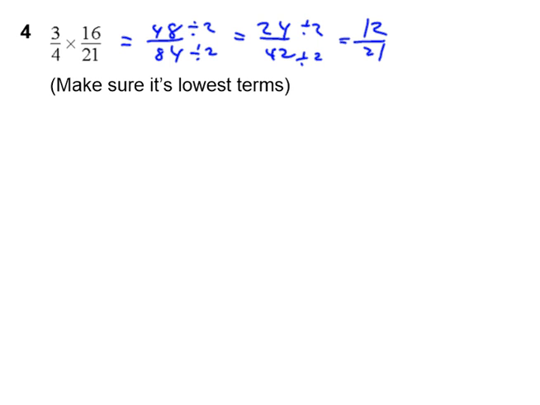You're like, I think I'm done. Oh, but you'd be wrong, because both are divisible by 3. Remember, 1 plus 2 is 3, which is divisible by 3, and 2 plus 1 is 3. So that would give me 4 over 7, which is my answer in lowest terms, and that's your final answer.